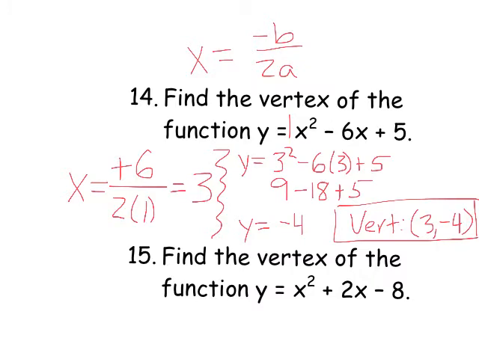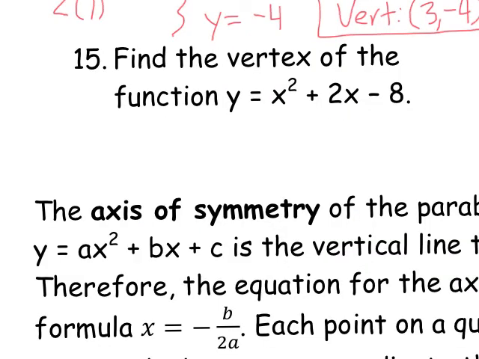Go ahead. So my formula is x equals negative b. What is b here? It's a number in front of x. So it's 2 over 2 times a. What's a? 1. So 2 times 1 on bottom is just 2. Negative 2 divided by 2 is negative 1. So I found an x value of negative 1.